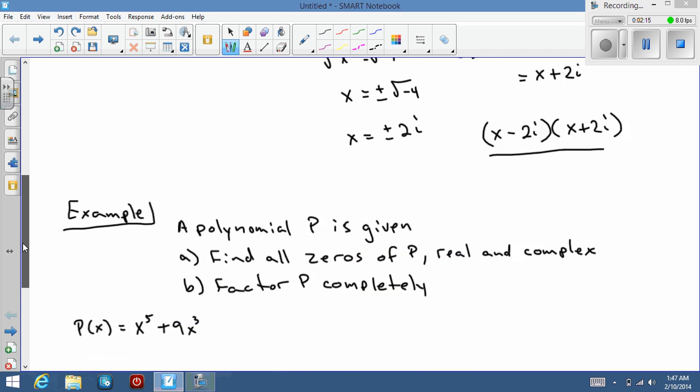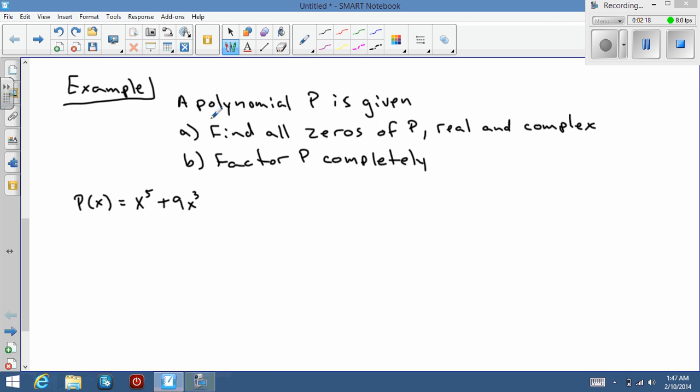Okay? Here's an example. We have a polynomial that is given. We want to find all the zeros of p, real and complex. And we also want to factor p completely. Now this may seem a little bit backwards because usually you factor first to find the zeros, which we are going to do. We do have a greatest common factor here. If I factor out x cubed, I will get x squared plus 9.